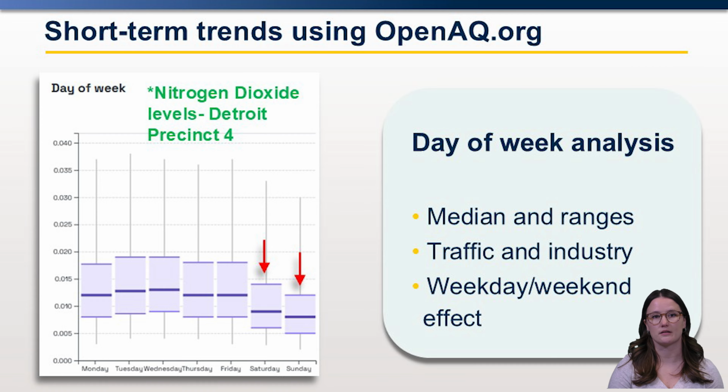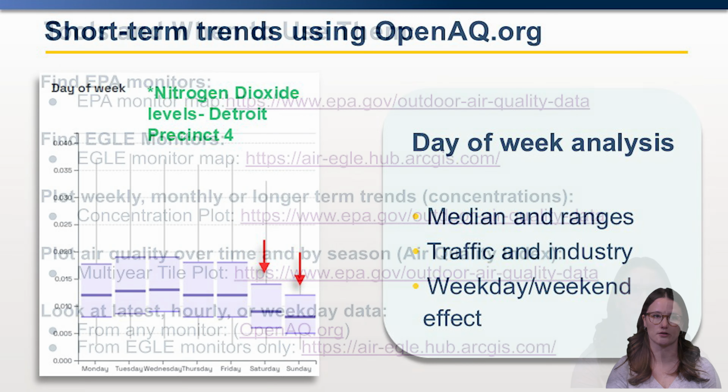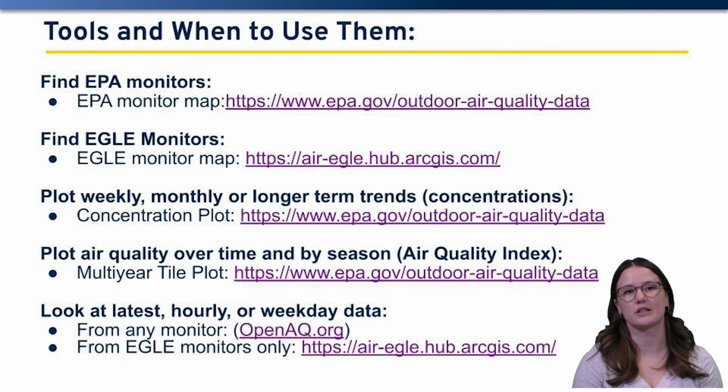Overall, this indicates the significance of local sources, particularly in Detroit because we have greatly reduced traffic on Sunday. Saturday is a mixed day, and Friday is sometimes a little bit lower. This is because nitrogen dioxide in this example comes from lots of different sources, not just traffic. This brings us to the end of this video.